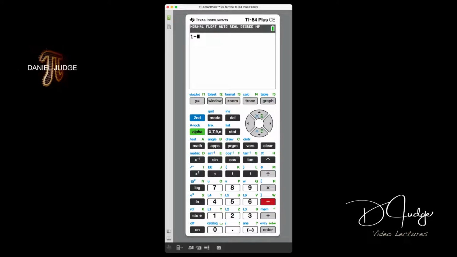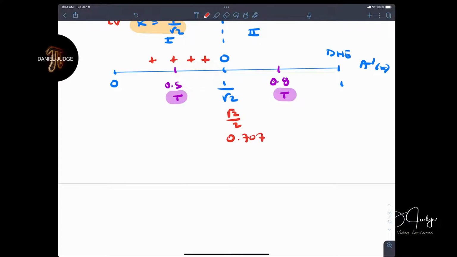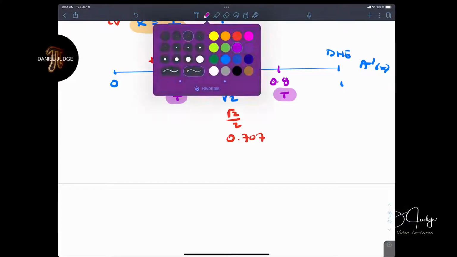1 minus the 0.5, and I forgot there's a 2, so we'll put the 2, times 0.5 squared. We notice we're going to get a positive number. So at 0.5, that derivative is, in fact, positive. So region 1 is positive. So that's what we're going to label that.